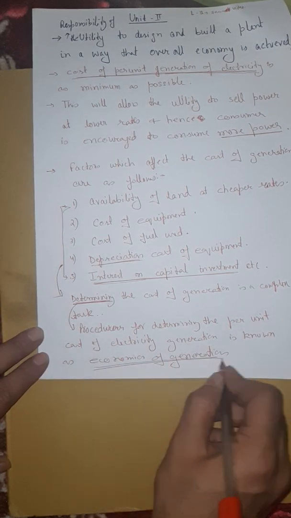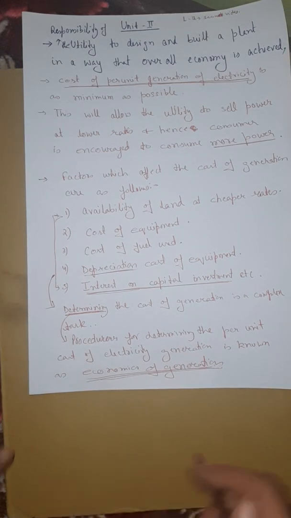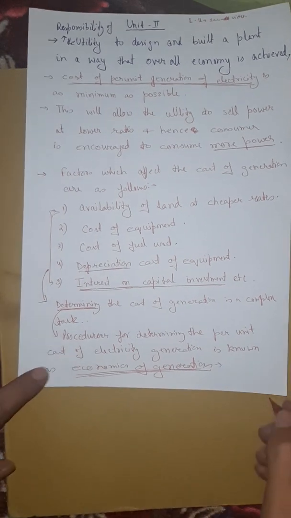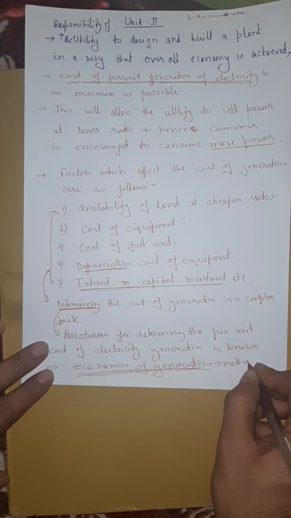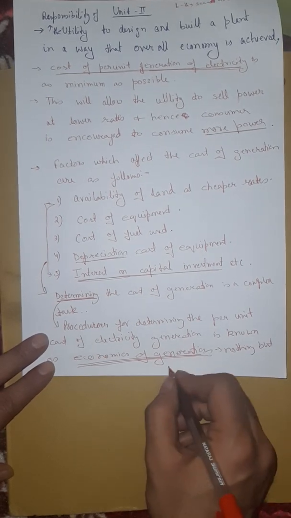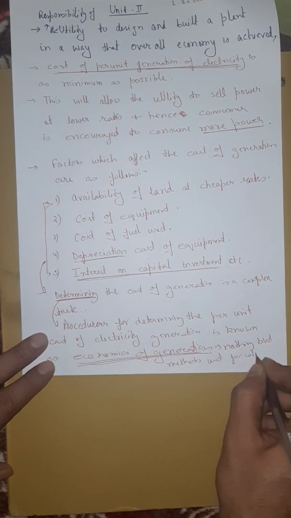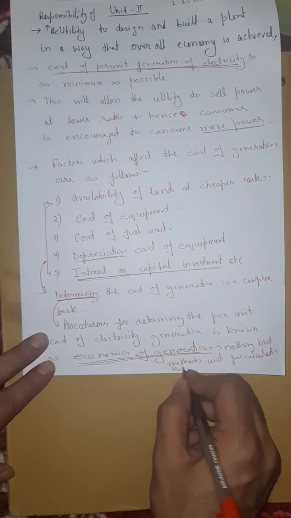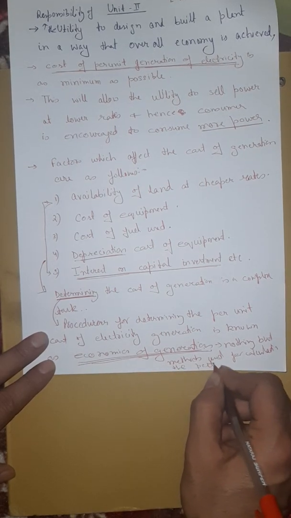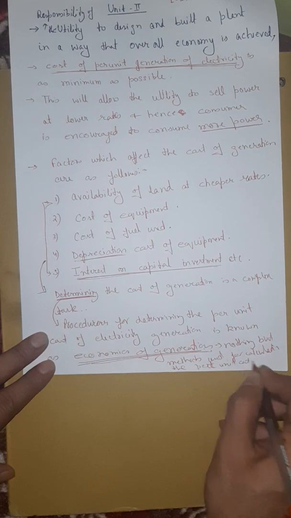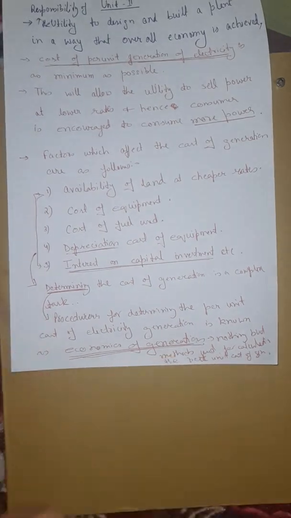So what is economics of generation? Ultimately, the economics of generation is nothing but the methods used for calculating the per unit cost of generation. And what are the factors that will determine the cost of generation?